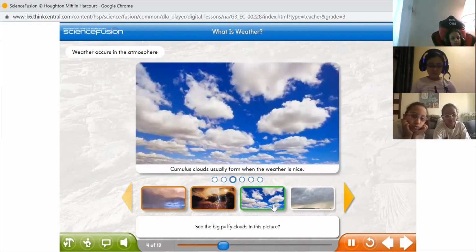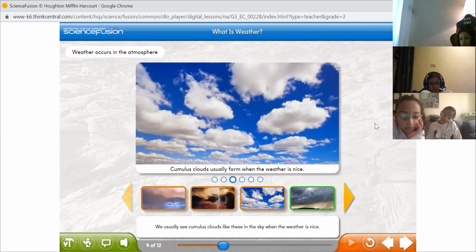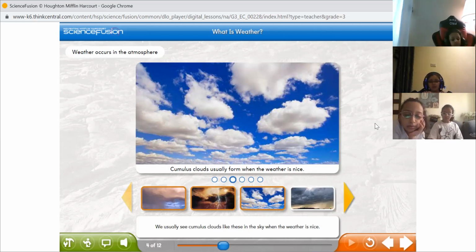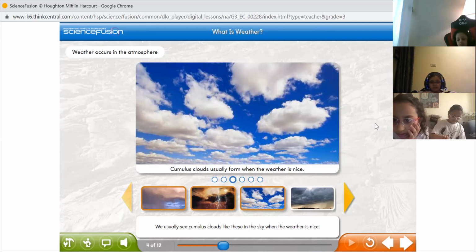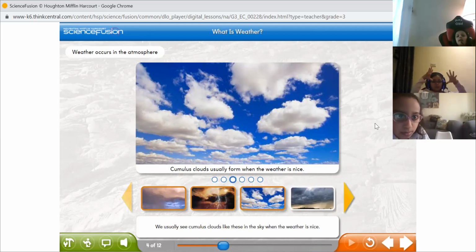See the big puffy clouds in this picture? These are called cumulus clouds. We usually see cumulus clouds like these in the sky when the weather is nice. Does seeing clouds always mean rain? No. Sometimes clouds mean it's rainy, and sometimes they don't. So today we are going to learn about types of clouds. This type of clouds, we call it cumulus. Look at these clouds. Cumulus looks puffy. They look just like cotton.